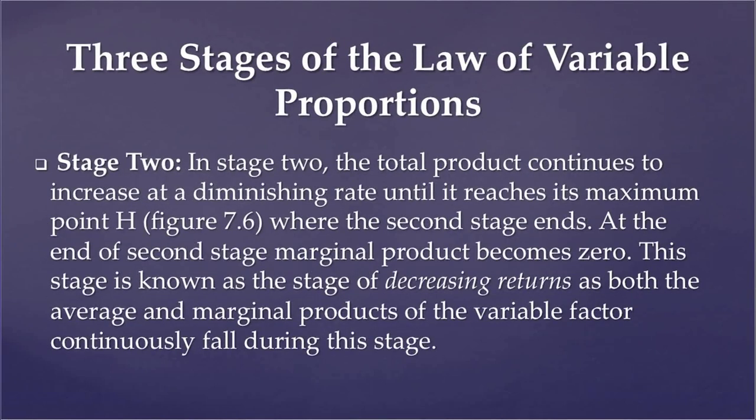Stage 2. In stage 2, the total product continues to increase at a diminishing rate until it reaches its maximum point H. Please refer to figure 7.6 again, where the second stage ends. At the end of the second stage, marginal product becomes zero. This stage is known as the stage of decreasing returns, as both the average and marginal product of the variable factors continuously fall during this stage.